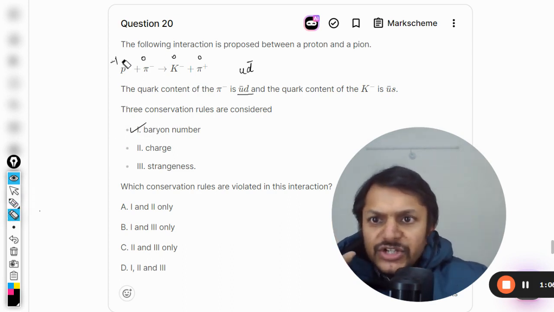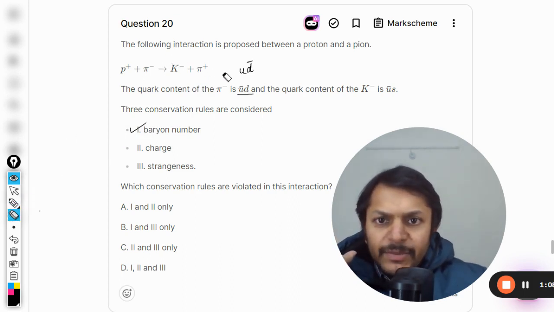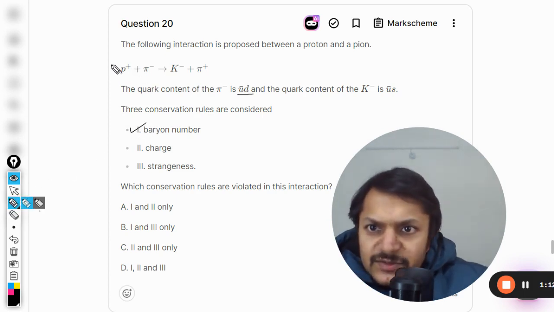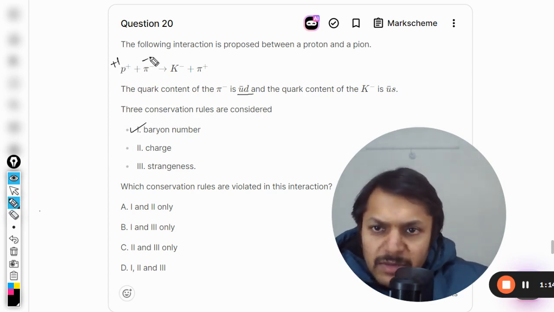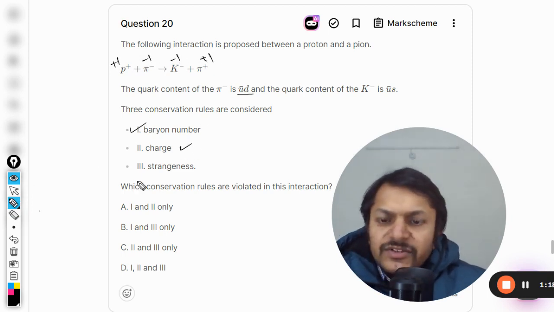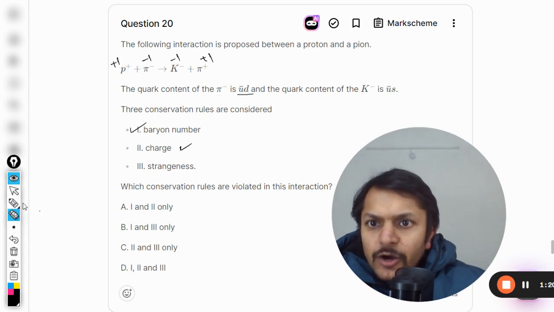Number 2 is charge. Let us try to see what is happening with the charge now. So the charge goes like this. This is +1. This is -1. This is -1. This is +1. So charge is conserved. And what about the strangeness now?